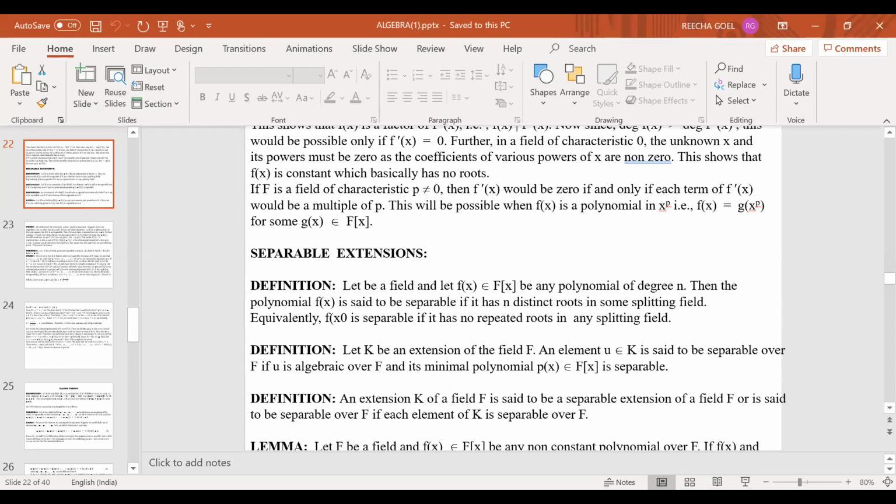So first of all, we defined what is meant by extension of a field. Let us recall that if F and K are two fields, then we say K is an extension of F provided F is a subfield of K. Now this K can be treated as a vector space over F. As a vector space, K can be finite dimensional or it can be infinite dimensional. In case K is a finite dimensional vector space, we say K is a finite extension of F.